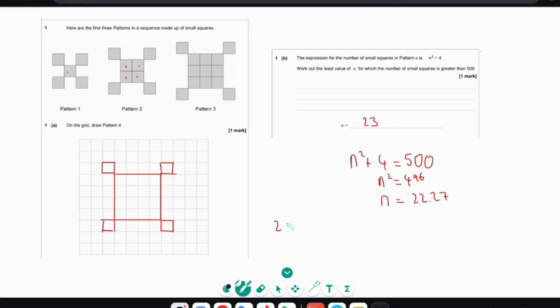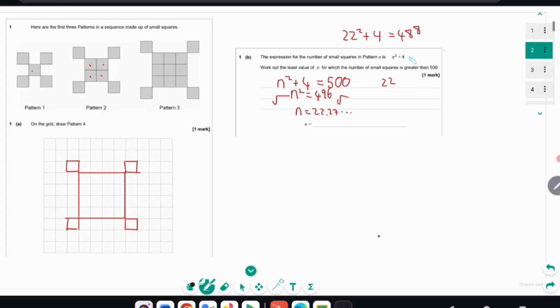You can check that yourself. 22 squared plus 4 is 488. And 23 squared plus 4 is equal to 533. So as you can see, it is 23. N is equal to 23.